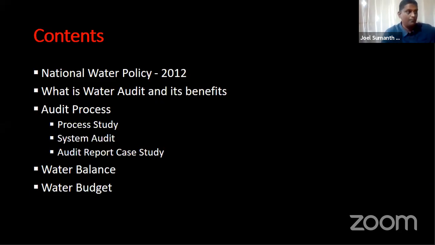And we look into what is water audit, its benefits. We look into what the process is. We look at water budgeting, and in the water audit process, what is called a process study, system audit, and we'll do a small case study about an audit report. And then we look at what is a water budget, water balance.